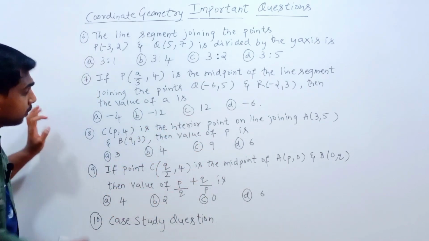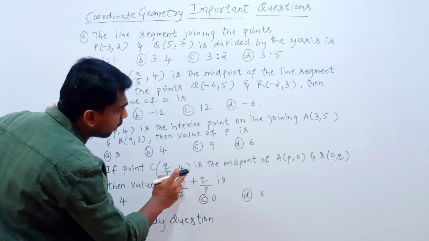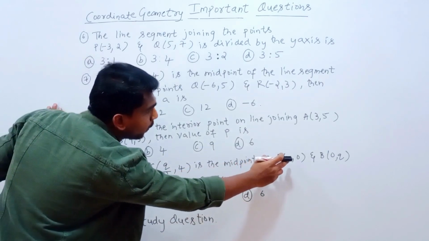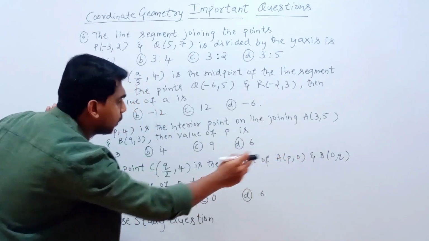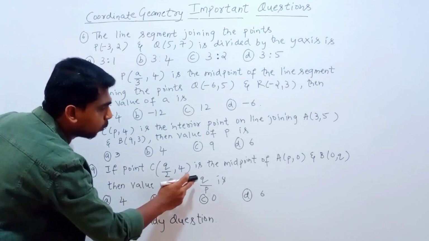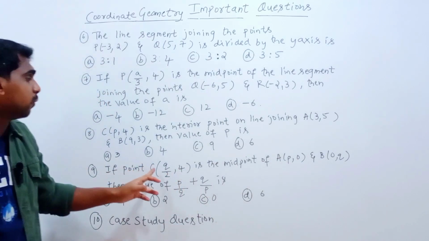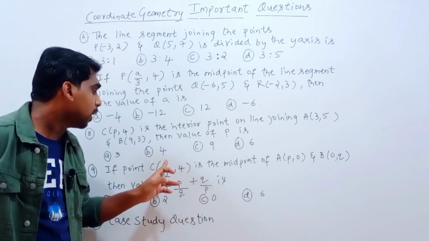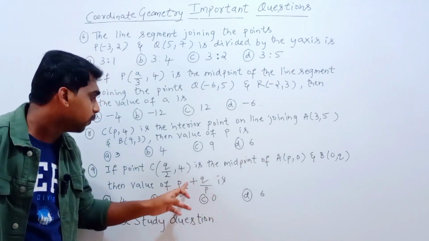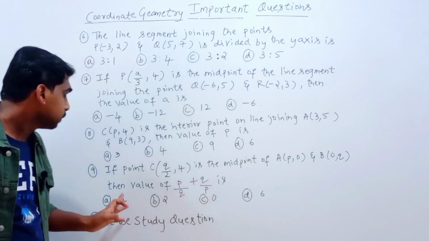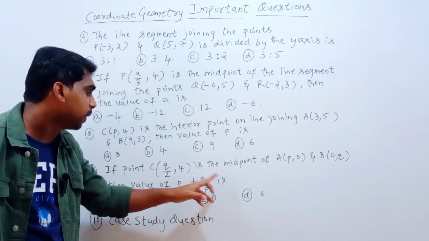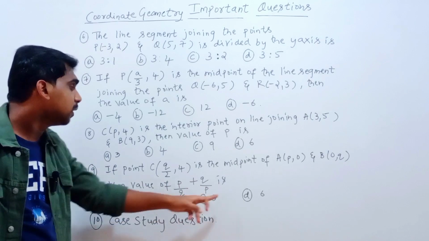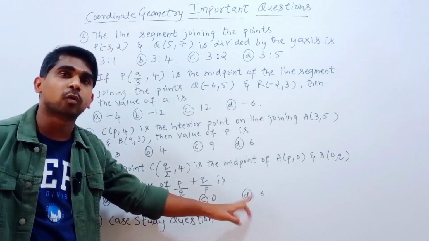Now ninth question. If point C(q/2, 4) is the midpoint of A(p, 0) and B(0, q), then the value of p/q plus q/p. Here if you apply the midpoint formula, you will get the values of q and p. Then if you solve this, you will get the value of p/q plus q/p. So tick the right answer in the given 4 options.